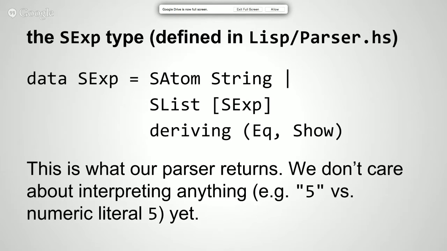But anyway, the S expression type. It's either an atom with a string or it's a list of S expressions. So this is just a tree of strings, and that's what the parser is going to return. It's AST-like because Lisp has a very simple syntax, so there's not a lot of parsing to do. And for now, we don't care about interpreting any of it. So if we see a 5, it's S atom string 5. We'll deal with what it is later.